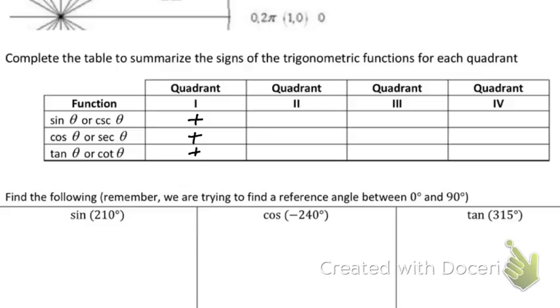Quadrant 2, we just have to do that All Students Take Calculus thing. So all students, quadrant 2, sine is positive, which means all the other ones are negative. Quadrant 3, all students take, that's going to be tangent is positive. Everything else is negative. And finally, quadrant 4, all students take calculus. That is C for cosine. Cosine's positive. Everything else is negative. So the only bits of information we really need to know for reference angles are quadrant 1 and whether it should be positive or negative.